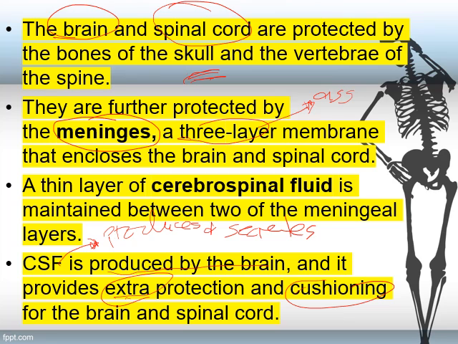Okay, so we have the cranial cavity, the spinal cavity, and the next layer are the meninges. So 3 layers siya. So inside these meninges, we have the CSF. So it is the cerebrospinal fluid, and it is found between the meningeal layers, and it also serves as extra protection and cushioning for the brain and spinal cord, because as you already know, our brain and the spinal cord are two of the most sensitive parts of our body, and once they are damaged, it will be difficult for them to heal.